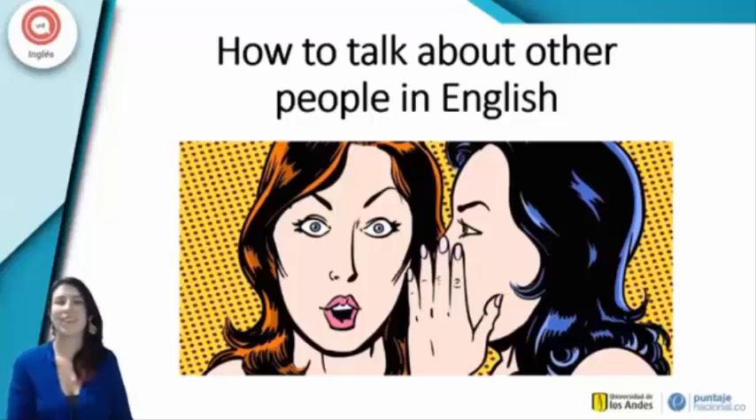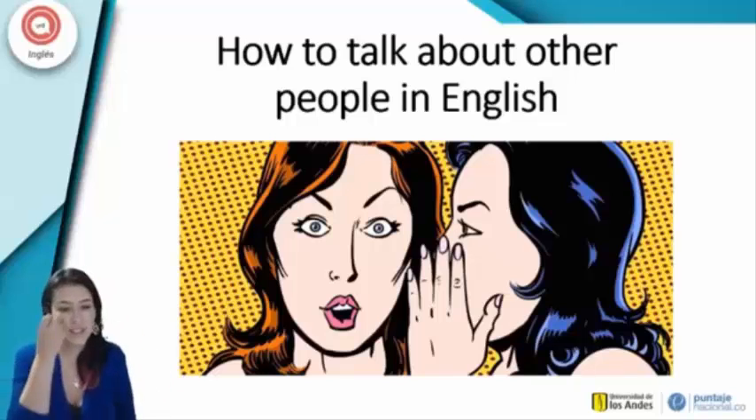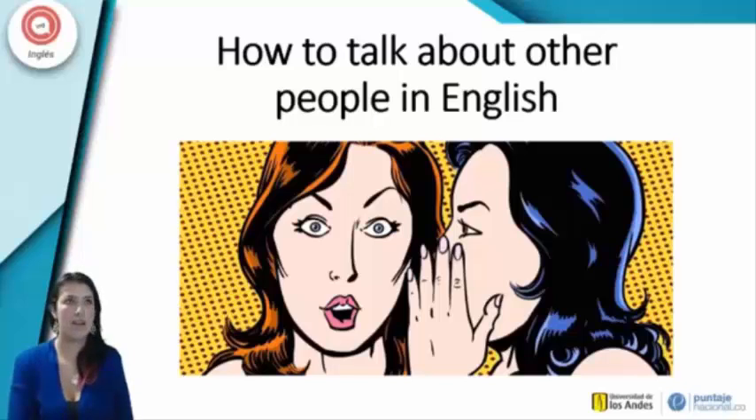Okay guys, we're back on track, so let's start with the topic of the class now. Do you know, guys, how to talk about other people in English? When you look at the picture, what you're going to see is people gossiping, saying something to another person. So we're going to learn today how to talk about other people in English.